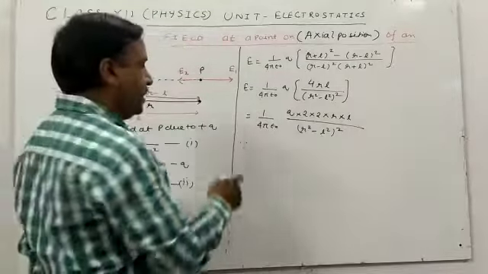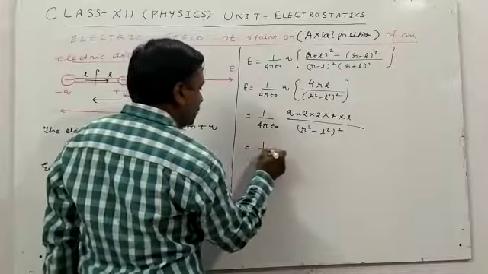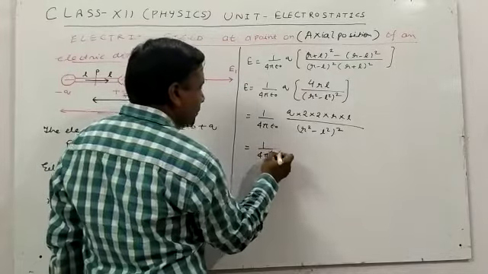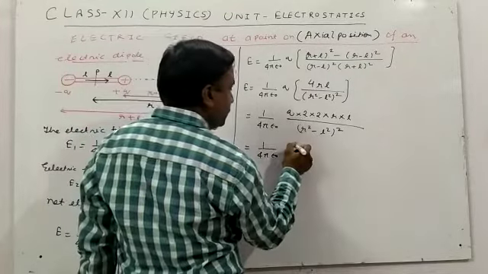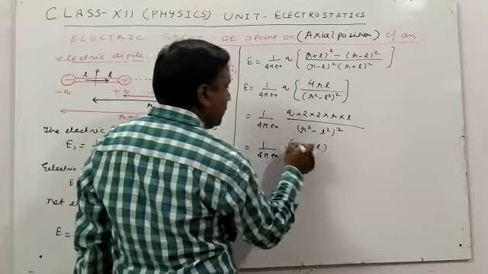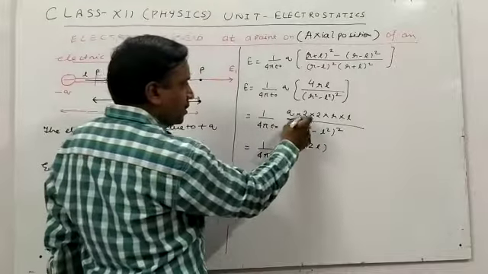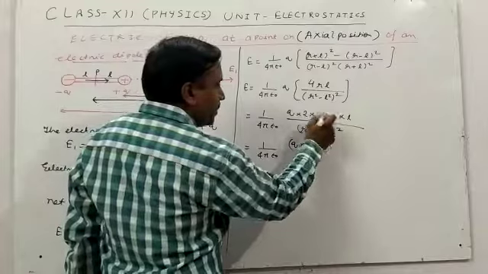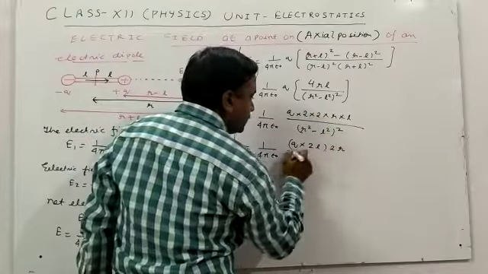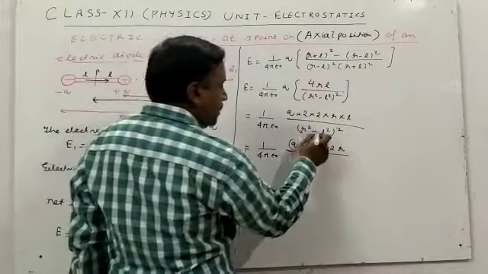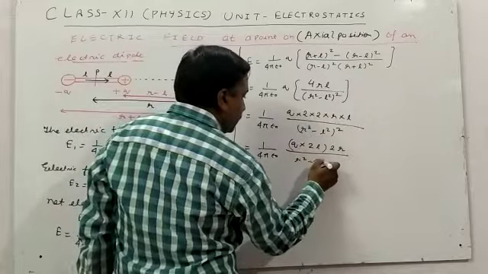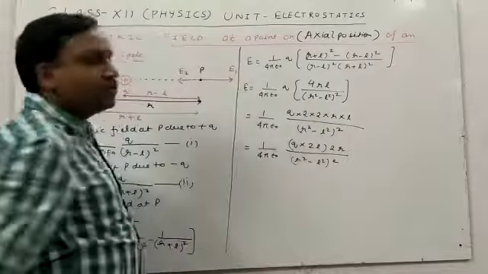As we know, if we arrange this as Q into 2L, you can see one Q, 2 into L, and 2r you can write outside the bracket. Here the denominator is (r square minus L square) whole square.